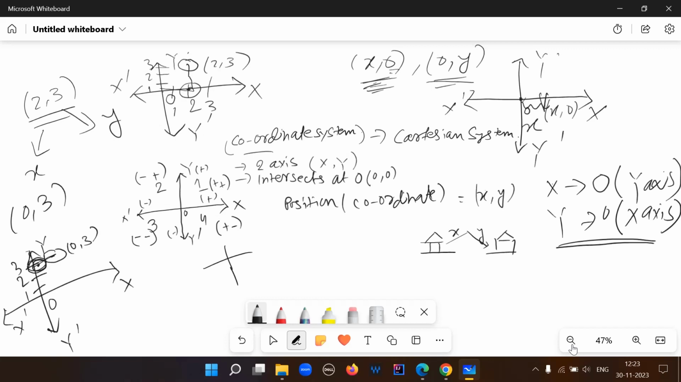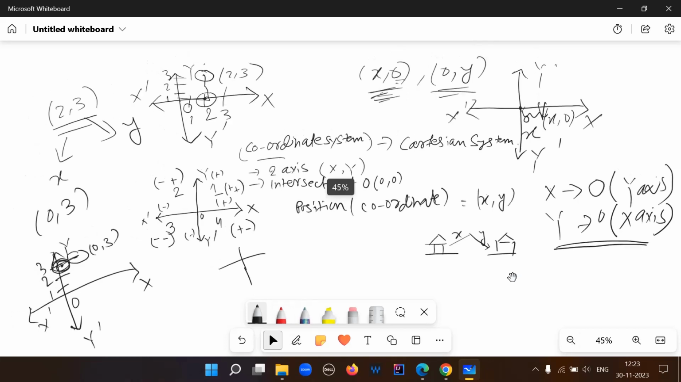You will do this on graph paper in your upcoming classes, in class 10 or 11. Graph paper will be used. So don't worry and don't rush. It's a basic concept.